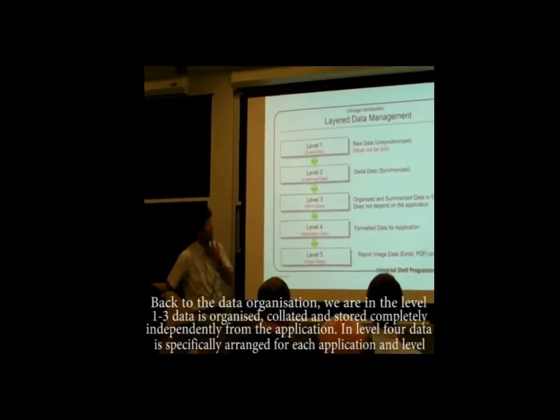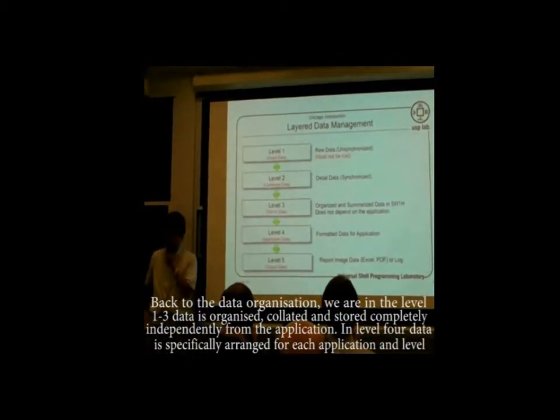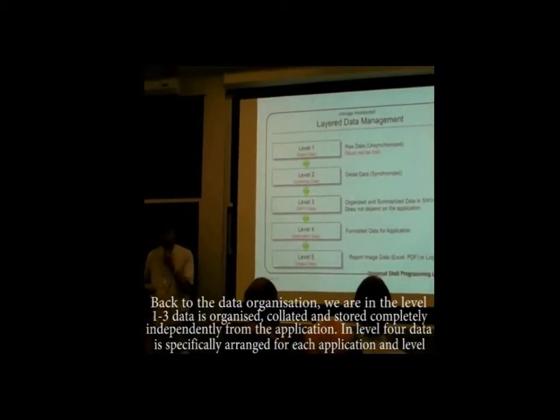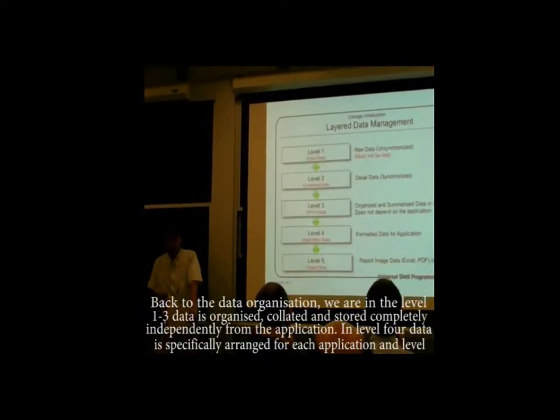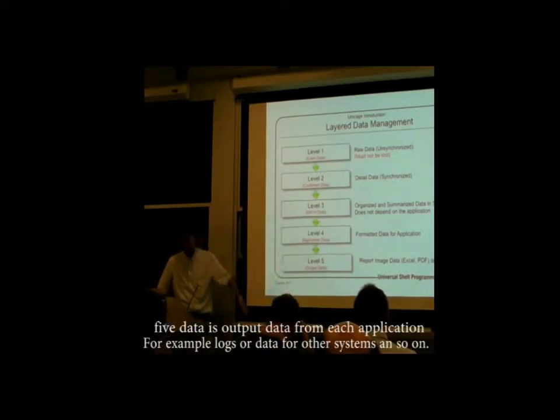And so back to the data organization. We are in the level from 1 to 3. Data is organized, corrected, and stored completely independently from the application. In level 4, data is specifically arranged for each application. And level 5 data is output data from each application, for example, logs or data for other systems and so on.